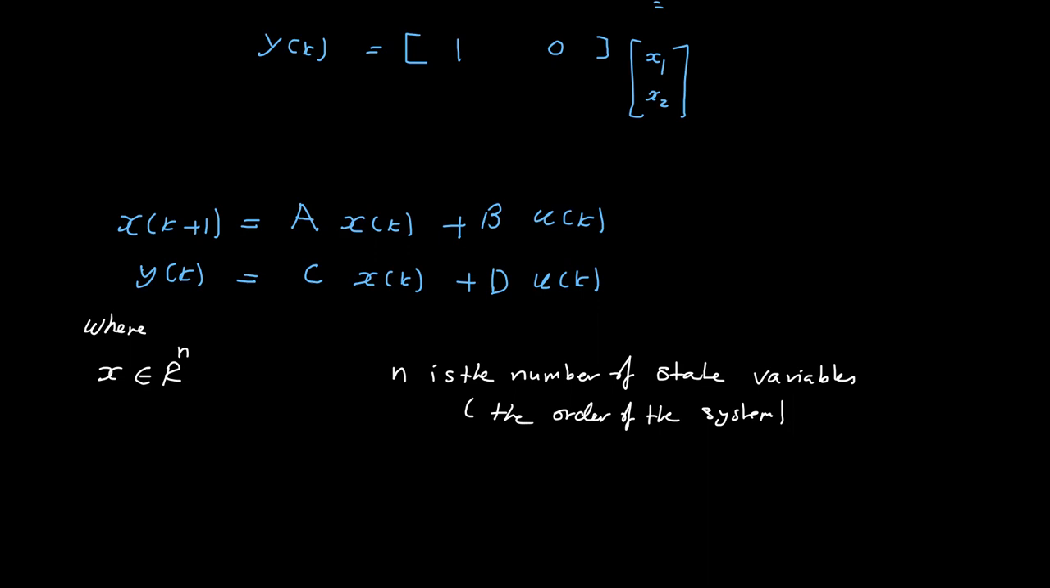N by 1, of course. And if x is order n by 1, then A will be a square matrix, element of R^(n by n), and this is called the state matrix. We call it the state matrix.